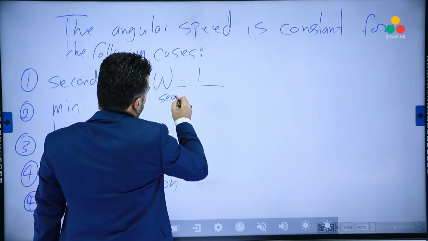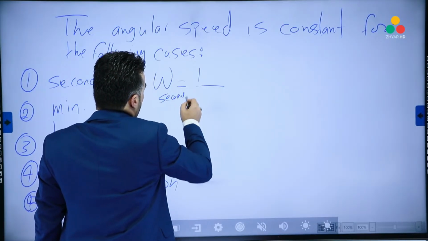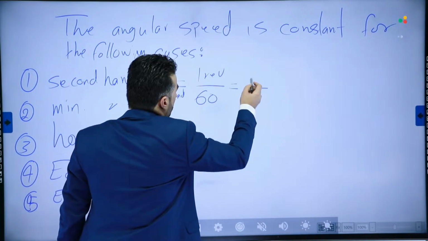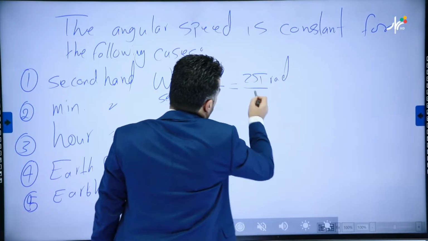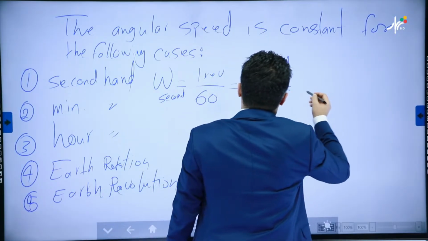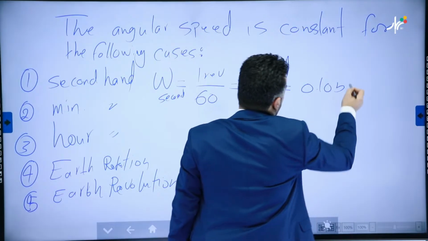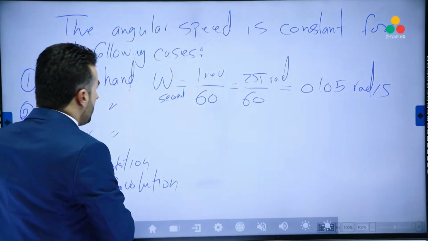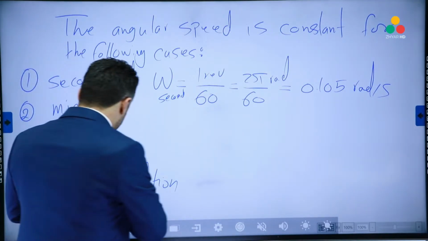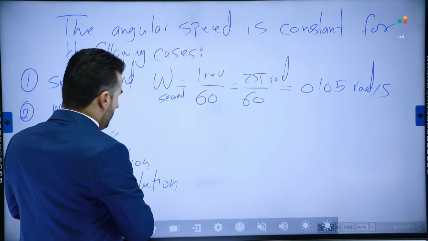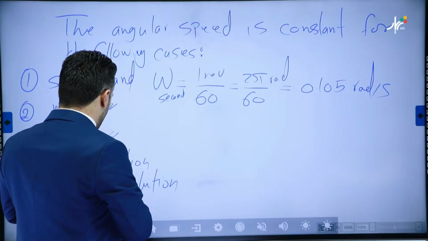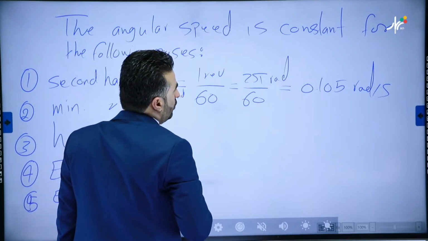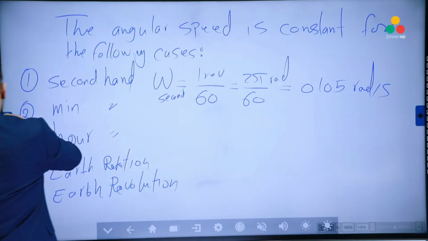For the second hand, the angular speed: remember, the second hand completes one revolution in 60 seconds, right? So one revolution, that is 2 pi radian divided by 60 seconds. Let me just double check this. 2 pi divided by 60 is about 1.047 by rounding, so it equals 0.105 radian per second.